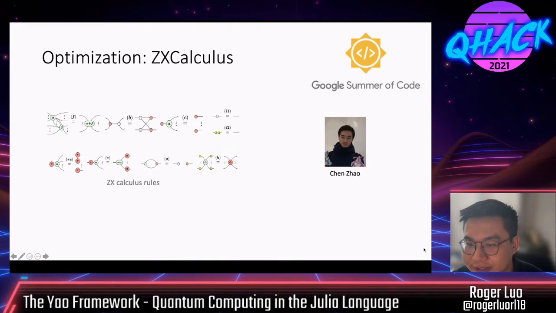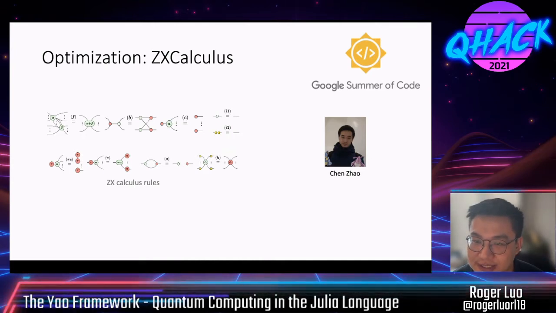Last year we started working on our new compiler, since we are still not satisfied with our current representation using quantum blocks. As part of the compiler development work, we started supporting using ZX calculus to do quantum circuit optimization.